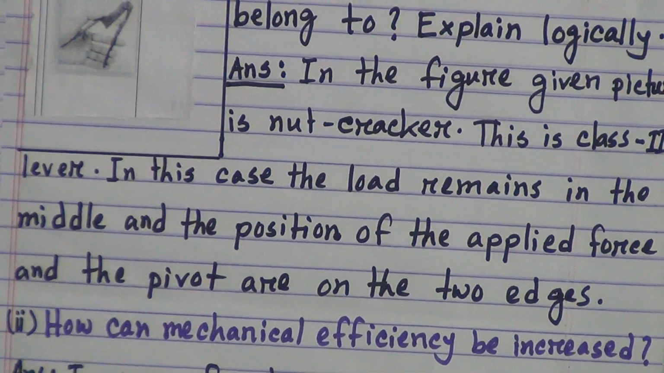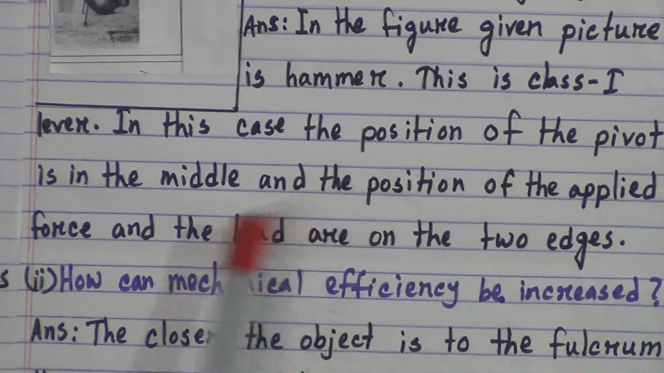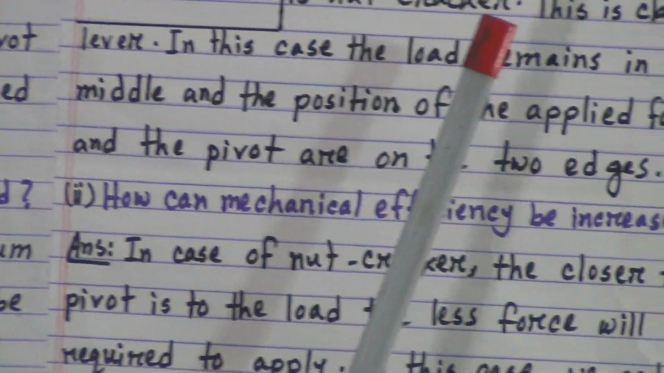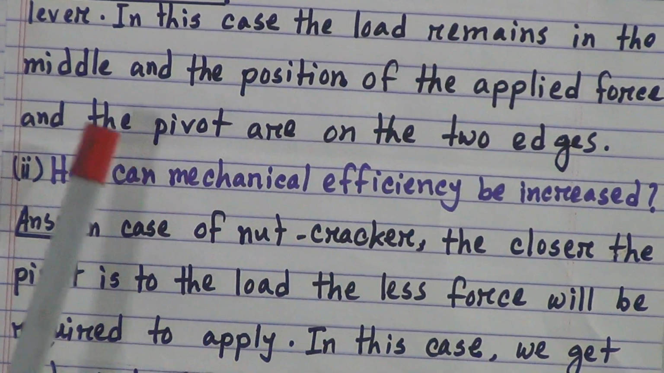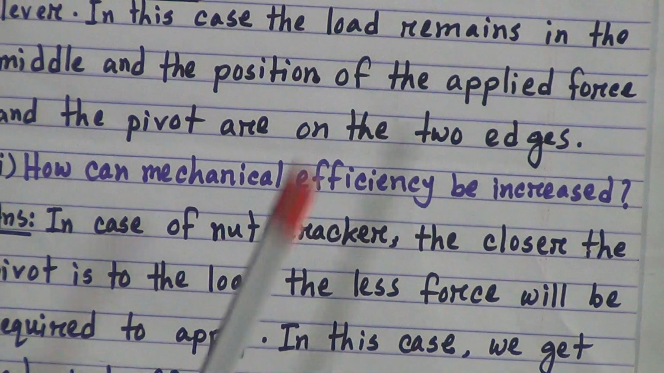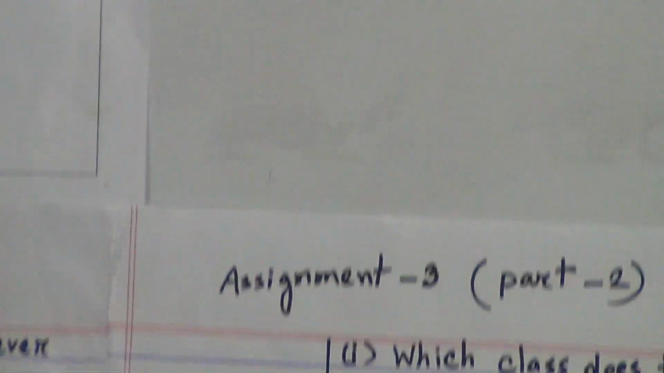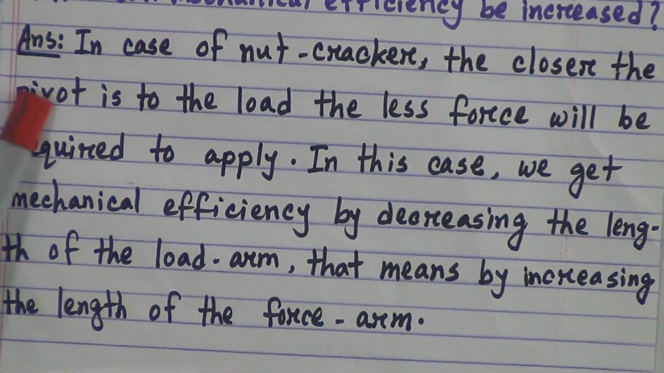In class 1 lever, the pivot is in the middle and load and applied force are at the two edges, and in class 2 lever, the load will be in the middle position and the position of applied force and pivot are on the two edges. Now I will discuss how can mechanical efficiency be increased in class 2 lever. Dear students, how can mechanical efficiency be increased in class 2 levers? I will discuss this now.